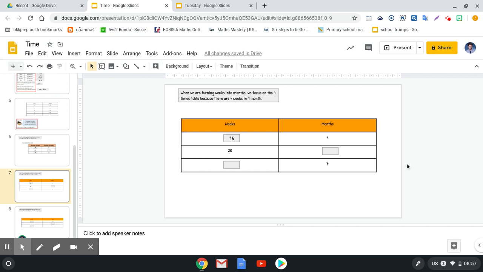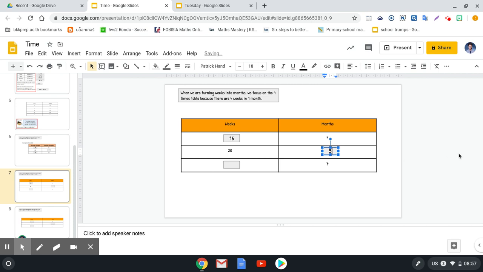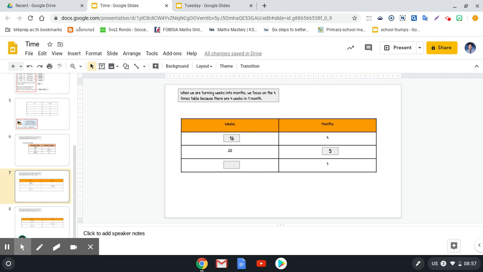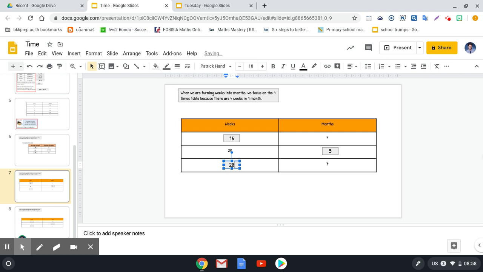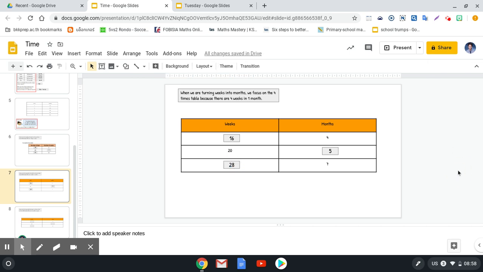Right, now I've got to do the other way around. So I'm given 20 weeks and I have to turn it into months. This time I'm going to divide it by 4. So 20 divided by 4 is 5. So 5 months is the same thing as 20 weeks. This time I'm given the amount of months, 7. I have to multiply by 4, which makes 28. So 28 weeks is the same thing as 7 months.